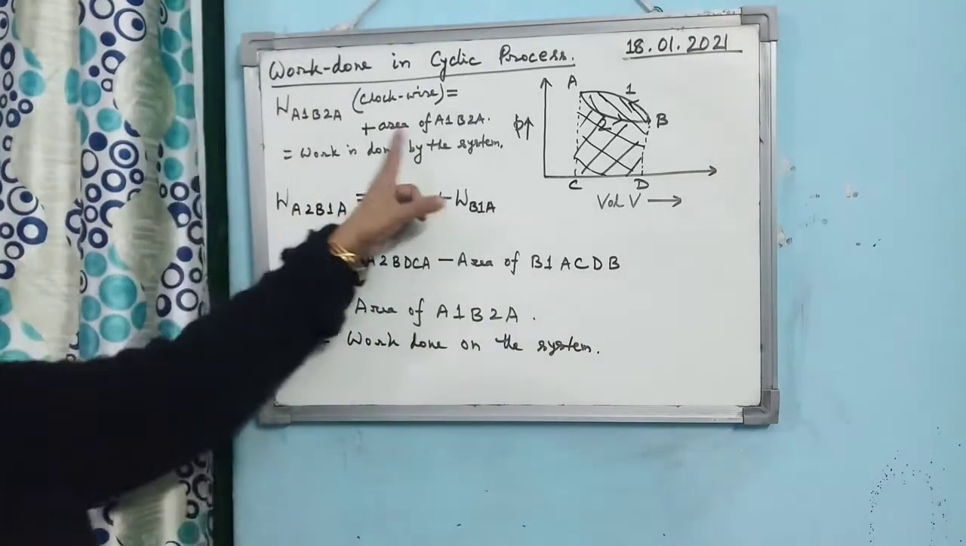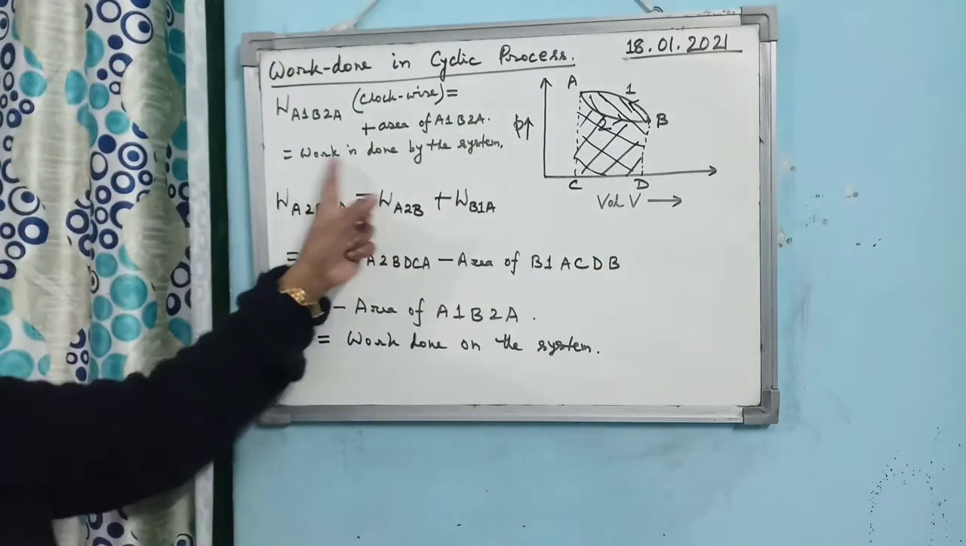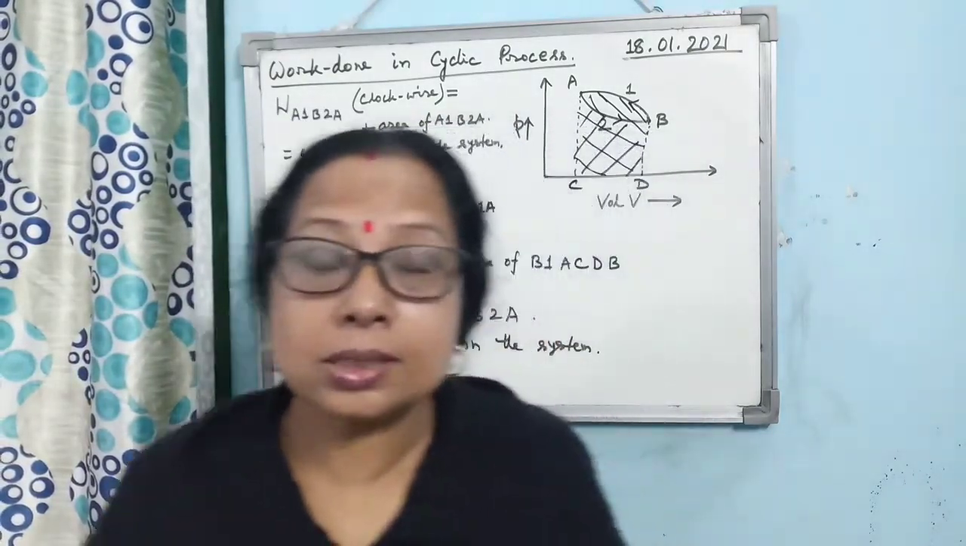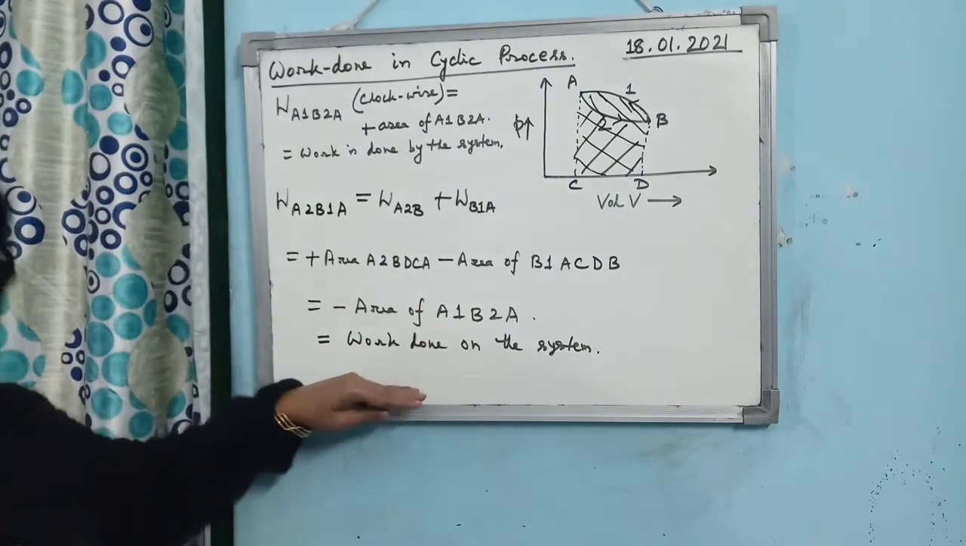And when work done is positive, then who is doing the work? The system itself is doing the work. So you have written work is done by the system. This concept you have got in 10th standard only. What is the meaning? By the system, on the system. Okay. So we are repeating the same concept.